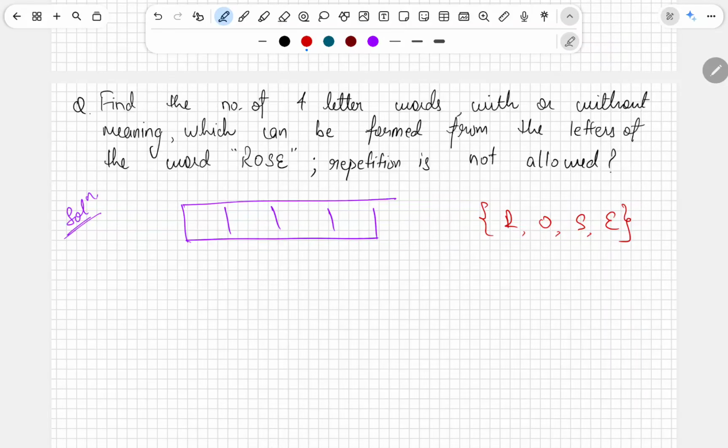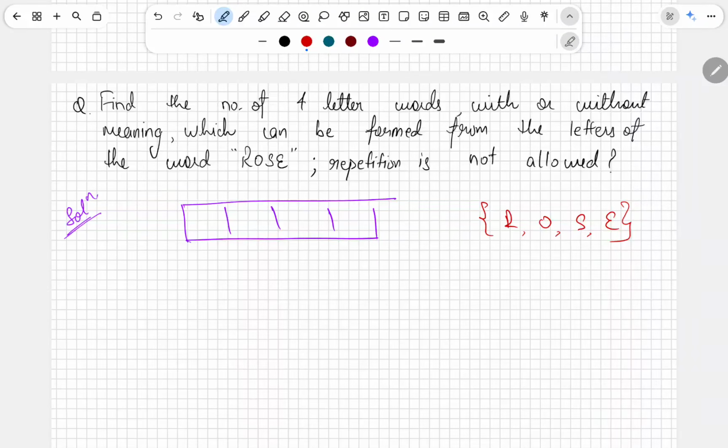Repetition is not allowed. So let's say if I put O over here, then I cannot use O. If I put S over here, I cannot use S. If I put E over here, I cannot use E. If I put R over here, R is also consumed. So this is going to be one word. Now the question is asking me how many different words can I create? So if we have to count the total number of words which can be created, then we will start by counting.